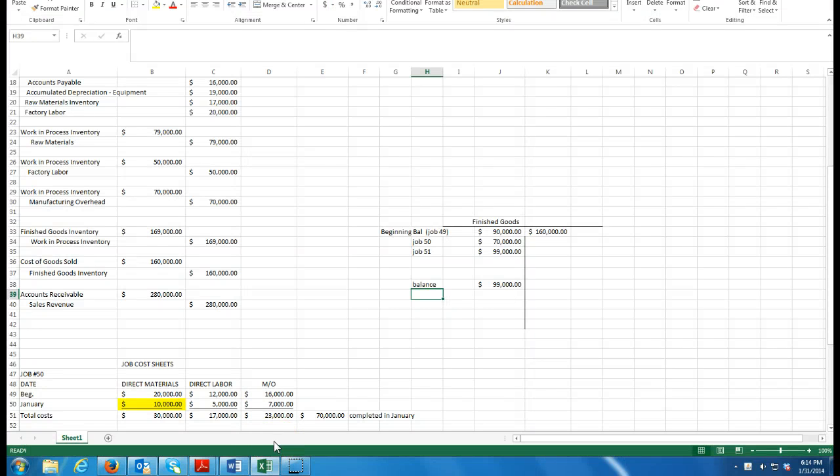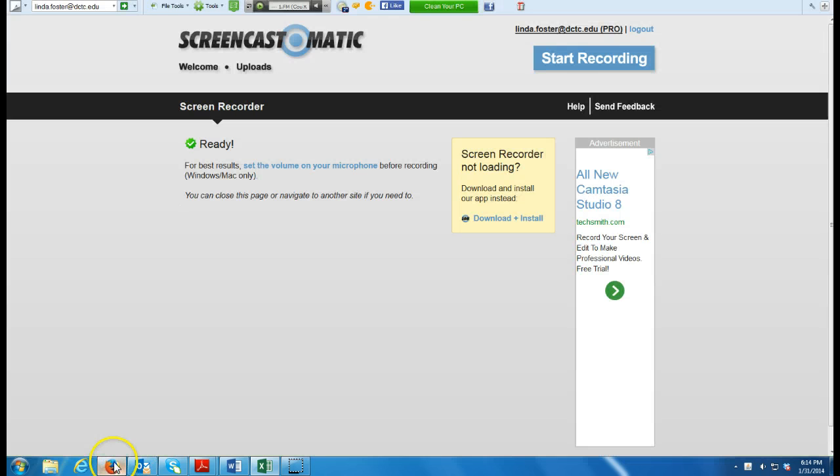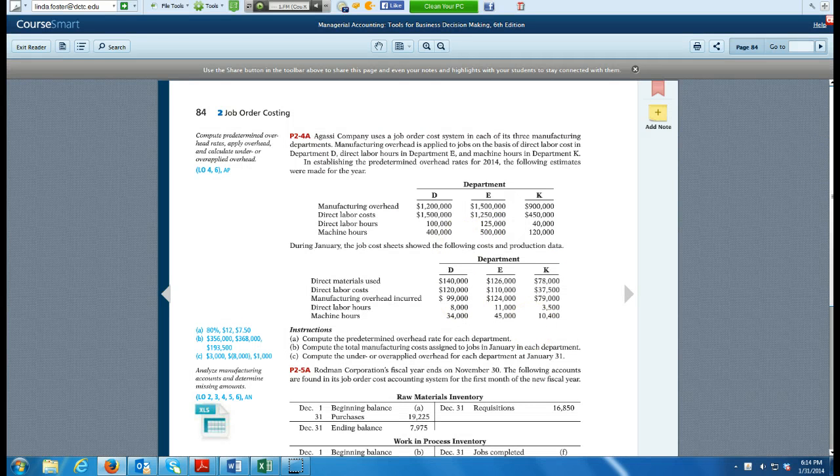Okay, so we have created a T account to understand the balance in our finished goods as of the end of the month, and that would be $99,000. Now our job is to look here and see.